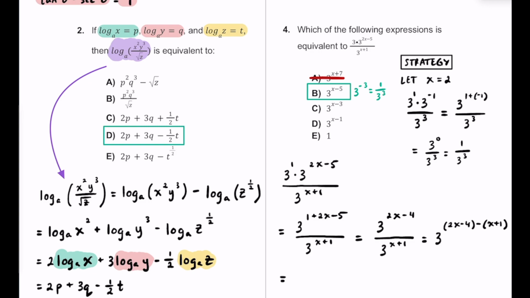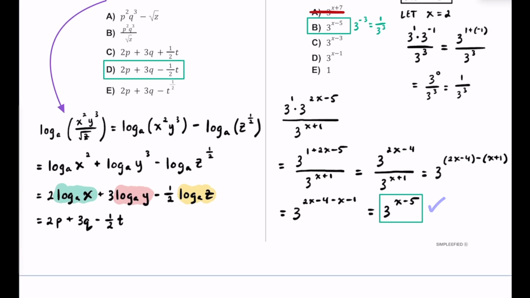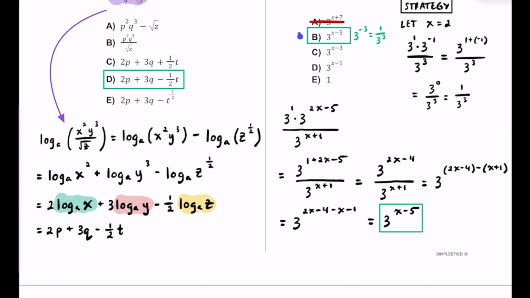Now if we clean this up a little bit, we have to distribute this minus sign to both of those terms. Let's move down and give a little space here. This is going to be 3 raised to the 2x minus 4 minus x minus 1 power. Combining like terms, 2x minus x is just 1x, so that's going to be 3 to the x power. And then negative 4 minus 1 is negative 5, so it's just minus 5 here. If you take a look at this expression that we got, leaving the x in there the entire time, you can see that it matches up nicely with our answer choice B.